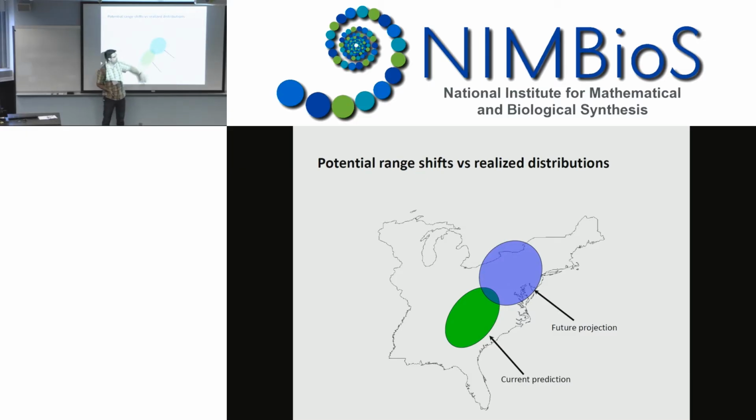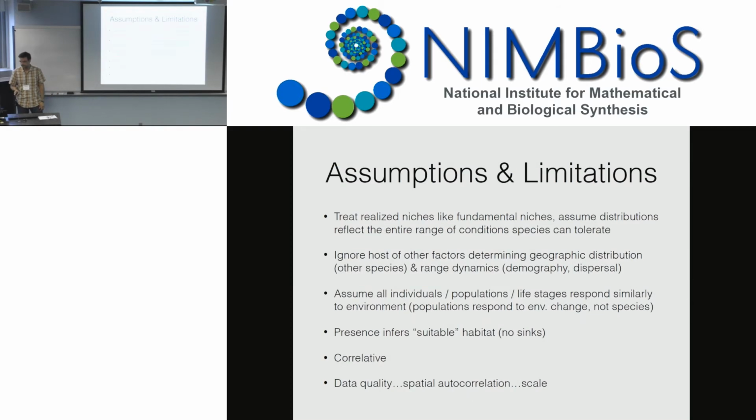So if we're thinking about modeling range shifts with niche models, we're really just saying, oh, this is where this broad climate envelope is going to move. The extent to which the species actually gets there is a function of a whole lot of really complicated processes that are a lot harder to measure. Okay, so just to review, these niche models treat realized niches like fundamental niches.